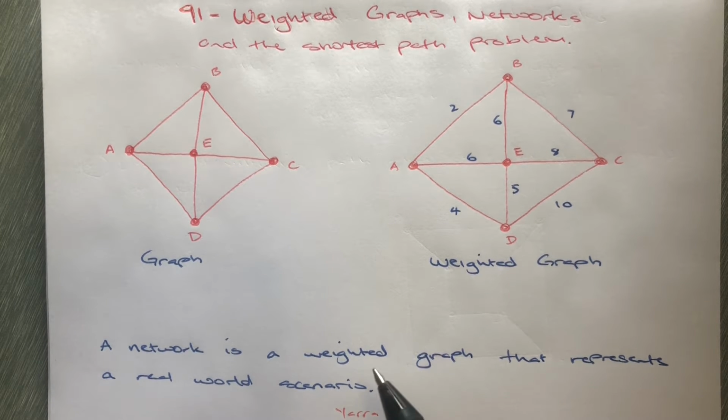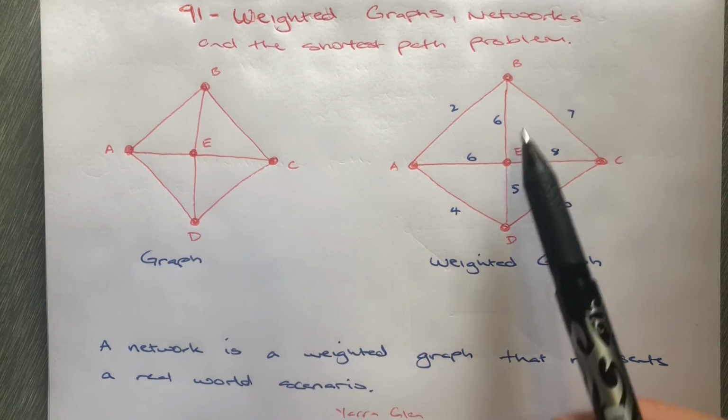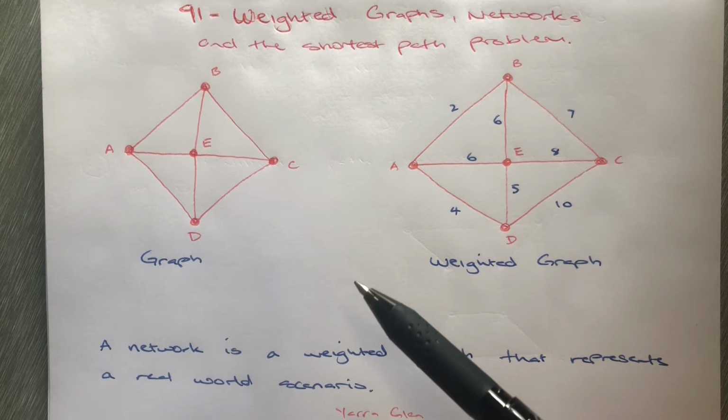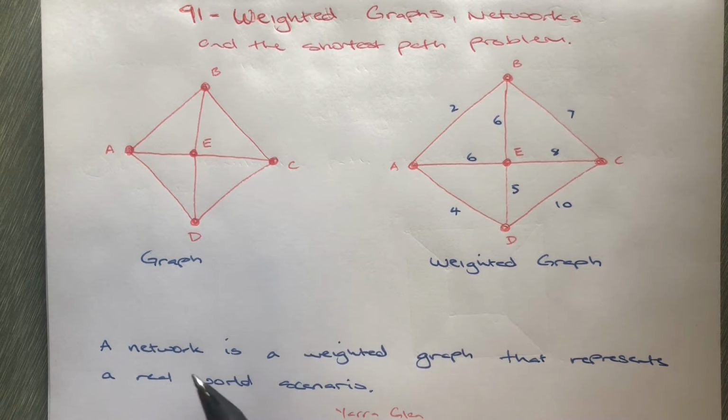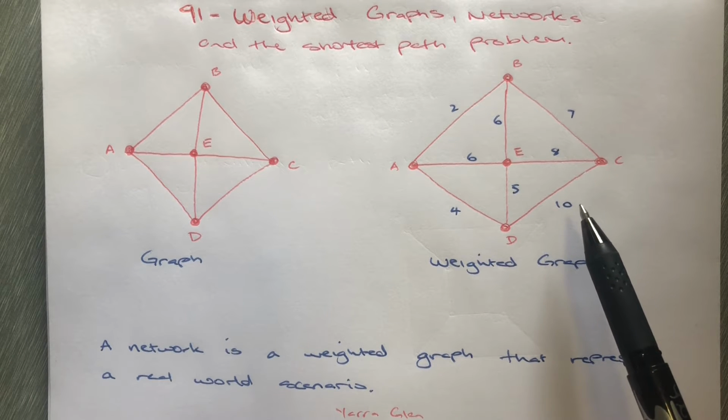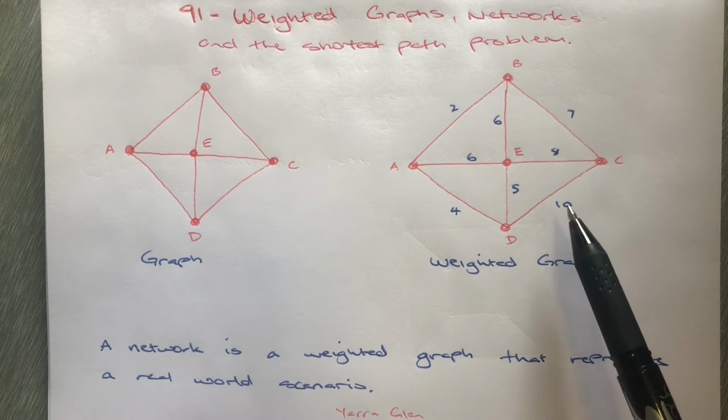Now, I want to go to the word network. I've been using the word network to talk about these sort of things, like these shapes, these graphs, but I haven't technically been correct. If you want to get technical, a network is a weighted graph that represents a real world scenario. So with this weighted graph here, it doesn't say anything about the real world, does it? It's just random letters and numbers all over the place.